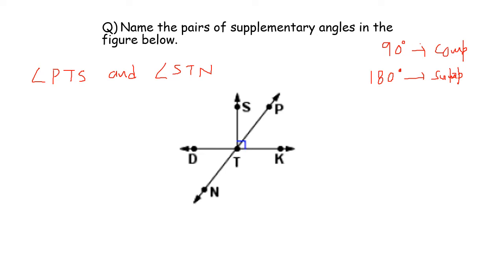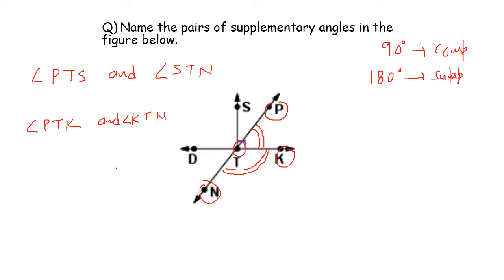So for example, if I erase this, for thinking of more pairs which are supplementary of each other. For example, on this side also, this angle and this angle, they are also supplementary. So how to name it? Angle PTK, let us write angle PTK and angle KTN. I forgot to write angle here. Let me write now. So this is angle KTN.